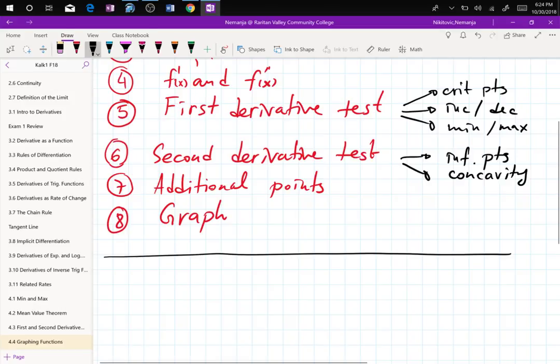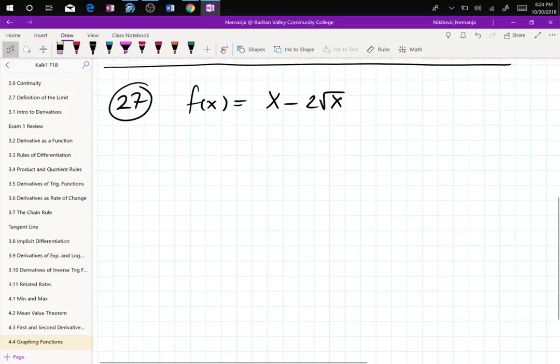Looking for something simple, like x minus 2 square root of x. You know, a good opening question. So what is the graph for this? By hand.